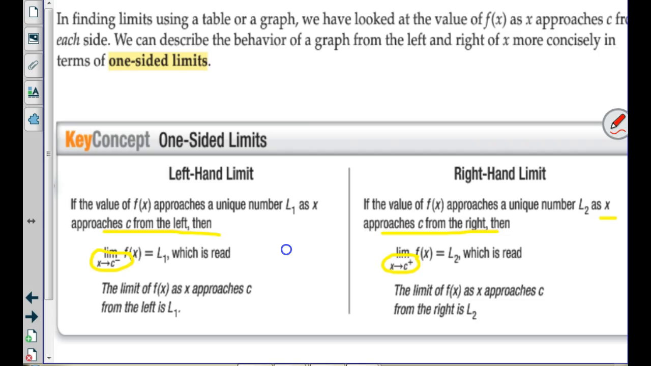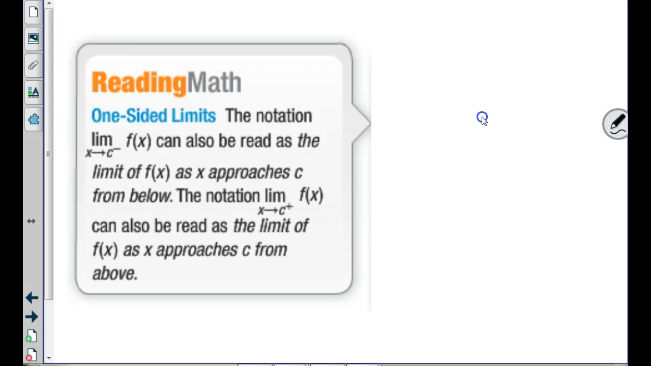Then we're going to talk about one-sided limits. When it looks like this and has a 3 with a minus behind it, this just means as we get closer to 3 from the left, or they will also say from below. And when we see something like this, we're looking at what it is approaching as we get closer to 3 from the right. It's called a right-hand limit. It's also called from above.